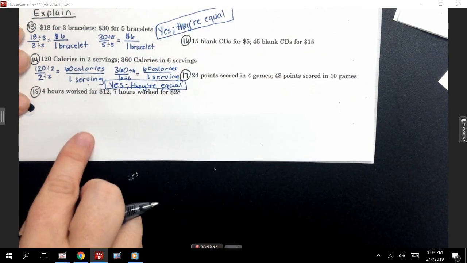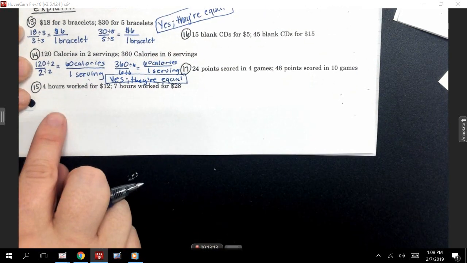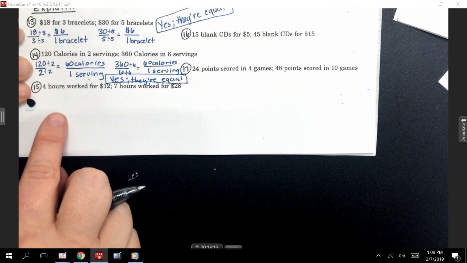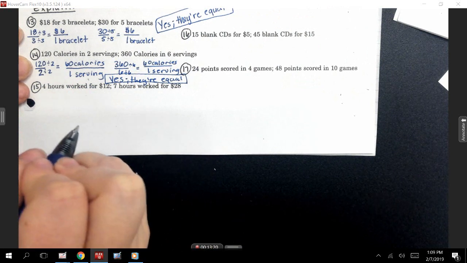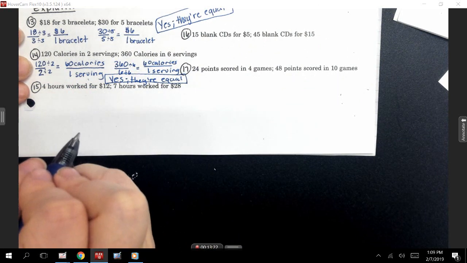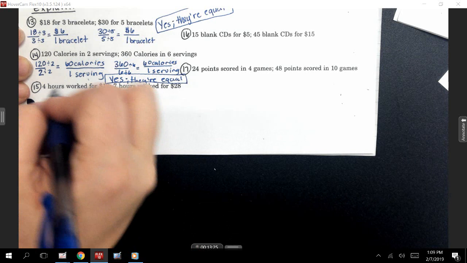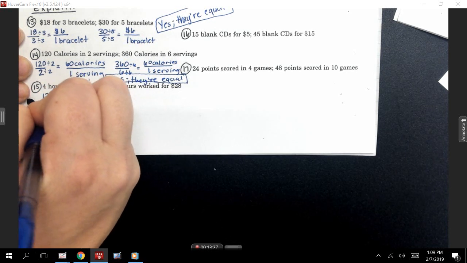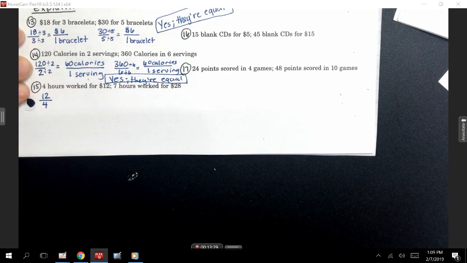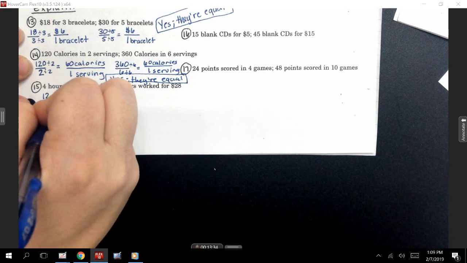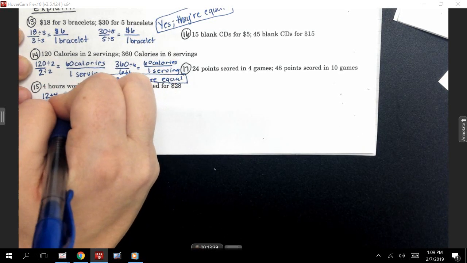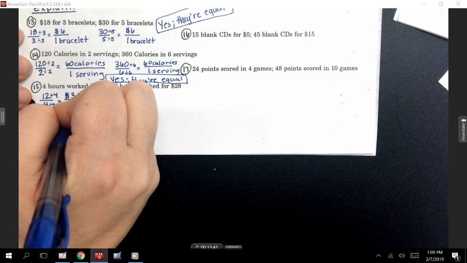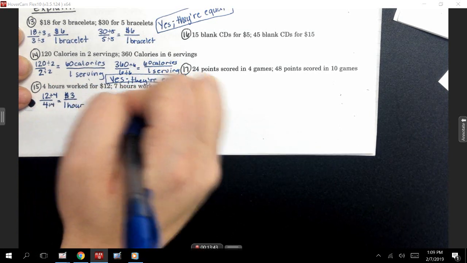All right. Number 15. Thank goodness I got some more room here. How am I going to set up that ratio? Be really careful here, Jose. 4 hours over 12. What's different about this one? Why did the 12 have to go on top, Jose? Money. Money goes on top. Money, money, money. All right. What am I dividing by, Ethan? 4. What do I get as my answer for that one, Omar? $3 over 1 hour.